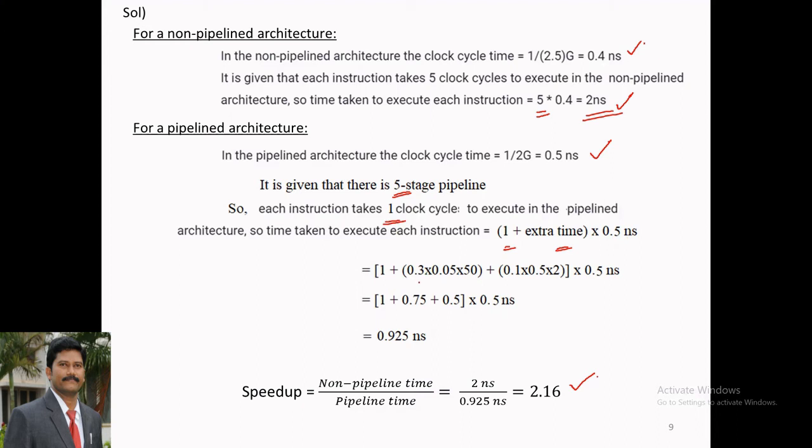Now what is the extra time? 30% are memory instructions. In that, 5% will take 50 clock cycles. 10% are branch instructions. Within this 10% of the branch instructions, 50% will take 2 clock cycles, right? So if you calculate this one, it is 0.925 nanosecond to execute one instruction in the pipeline architecture. Now the speed up equals non-pipeline time divided by pipeline time, that is 2 nanosecond divided by 0.925 nanosecond, so speed up equals 2.16.